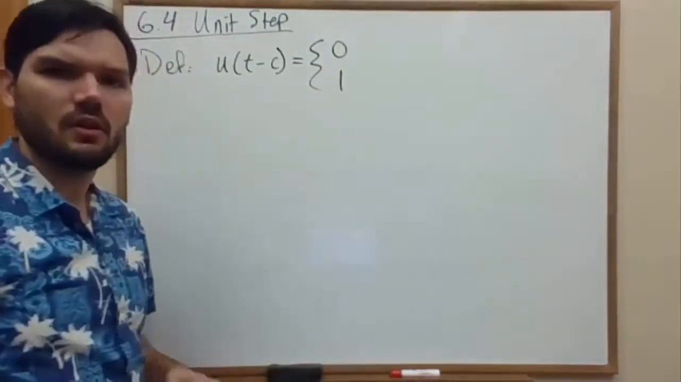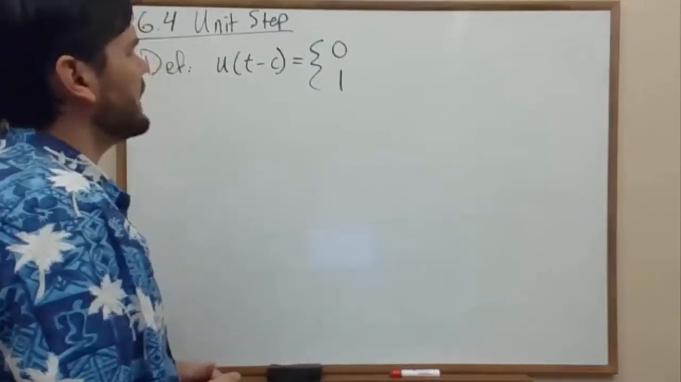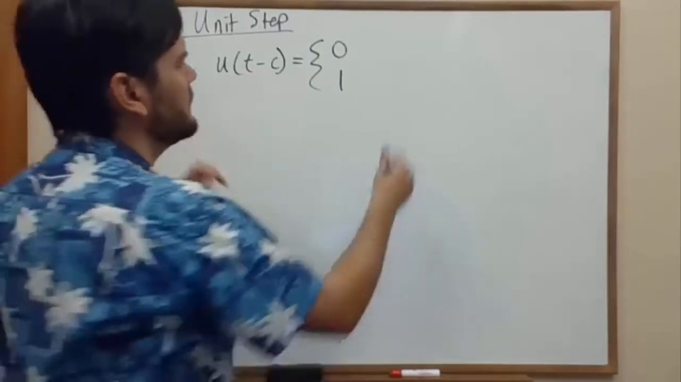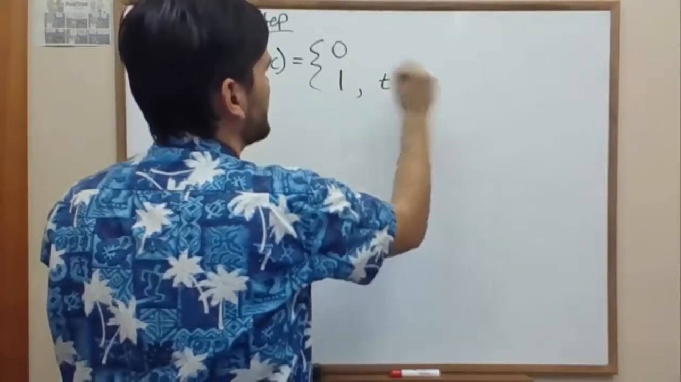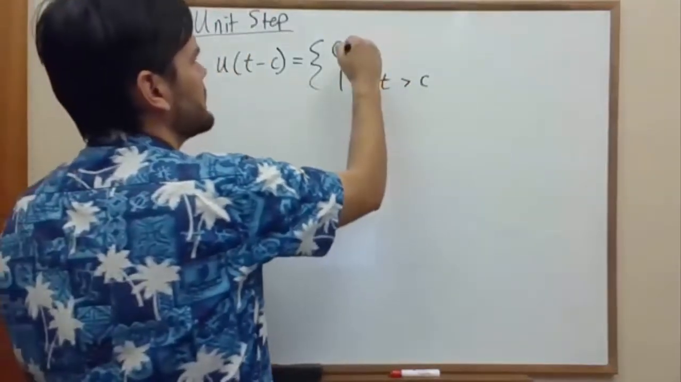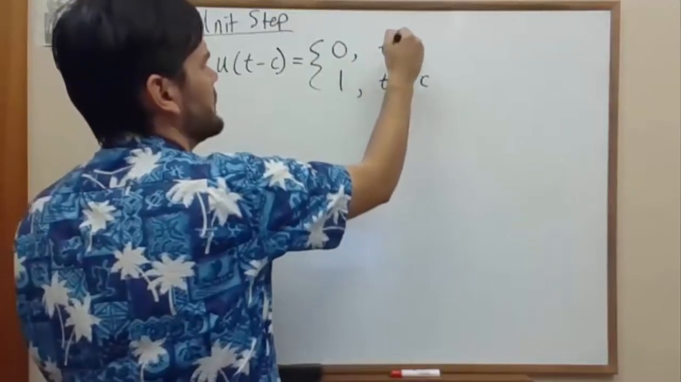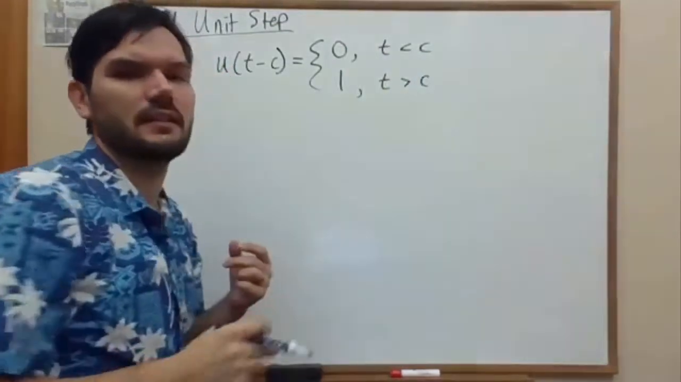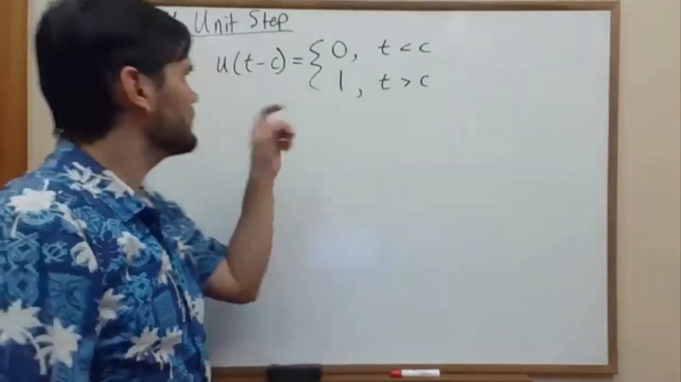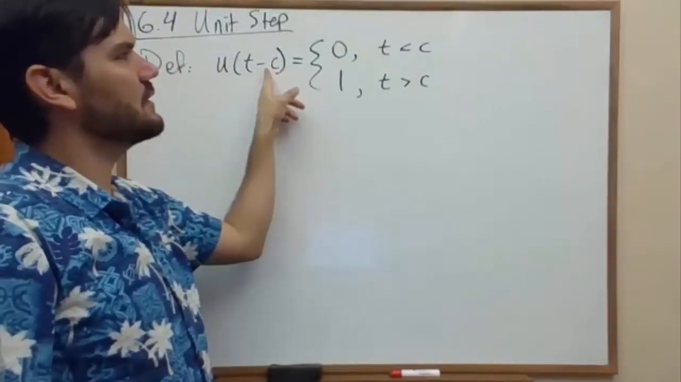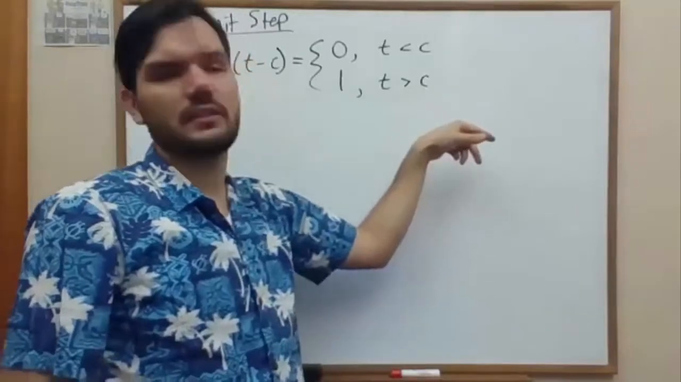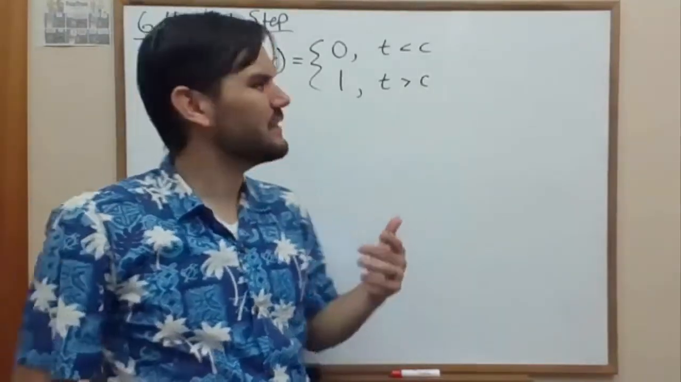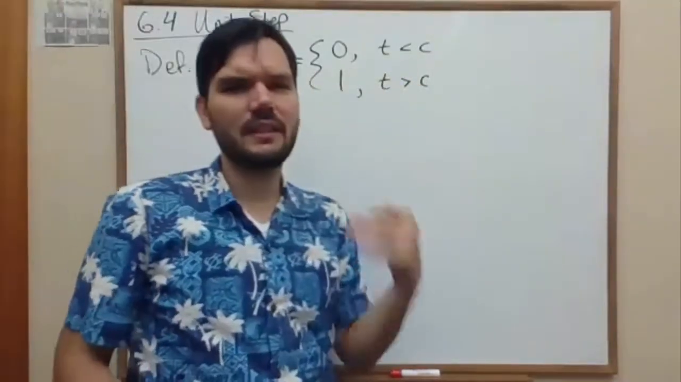It's either 0 or it's 1. And it's 1 as long as t is bigger than c, and it's 0 as long as t is less than c. And sometimes you'll see this when c equals 0 as the unit step where t is less than 0 is 0 and t is greater than 0 is 1. Now you notice that there's no value given when t equals c.